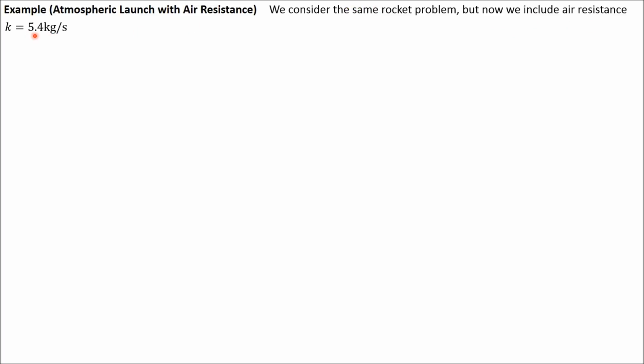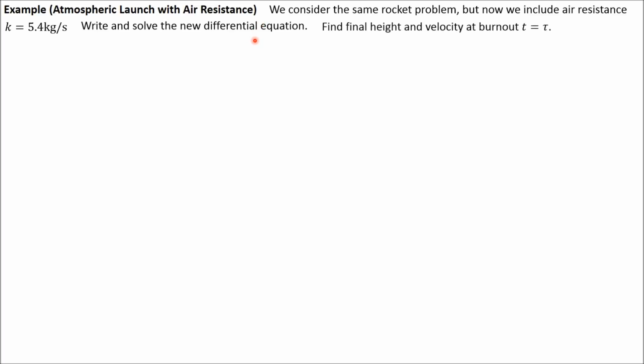The units of air resistance are kilograms per second, at least when we're talking about air resistance that is proportional to velocity. We're going to make that assumption for this problem: that air resistance increases proportional to the speed with which the rocket is traveling through the air. So we'll write and solve this differential equation and recalculate the height and velocity at burnout time tau.